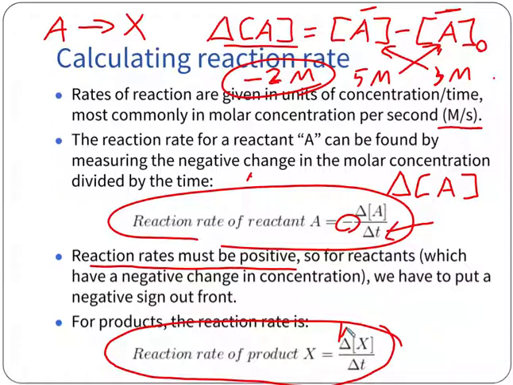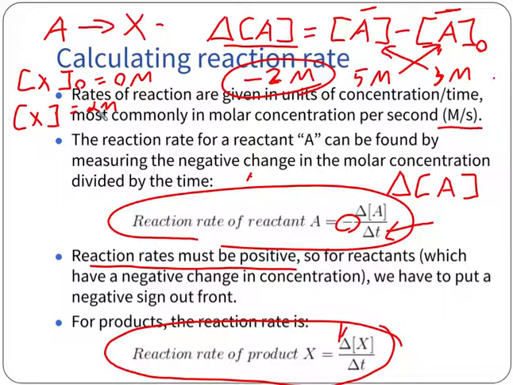If we were doing our X right here, even if this were the exact reaction, A turns into X, then we would probably end up finding that for X, the original concentration of X might be something like 0 because there wasn't any to start with, and then the final concentration of X might end up being 2 molar.